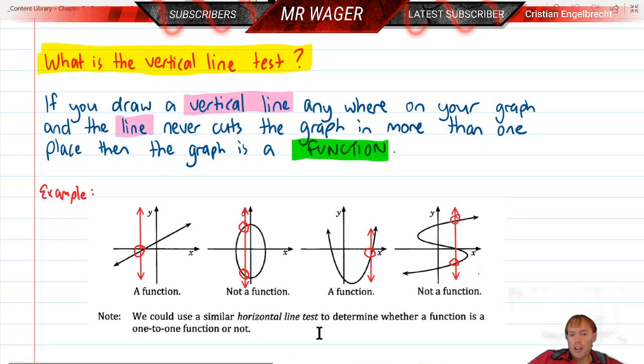It says here we could also use a similar horizontal line test to determine whether a function is a one-to-one function or not. So if it cuts through the graph in more than one spot horizontally, it means it's not a one-to-one function.